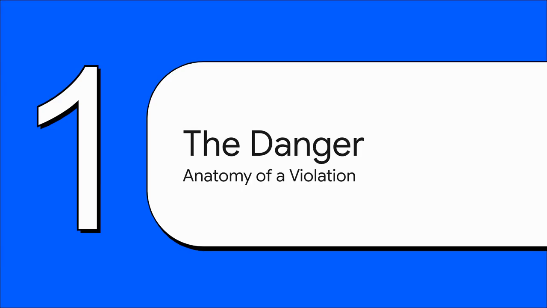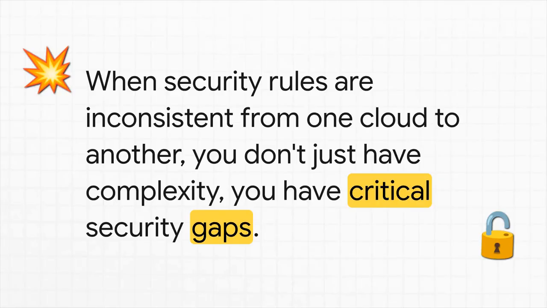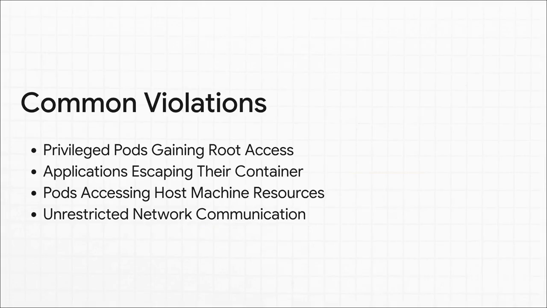So let's break down what a security violation actually looks like in an environment this chaotic. Here's the bottom line. When your security rules are different from one cloud to the next, you don't just have a complex system. You have massive security gaps. It's these little cracks and inconsistencies that create the perfect pathways for attackers to get in. And those gaps, they lead to some absolute nightmares.